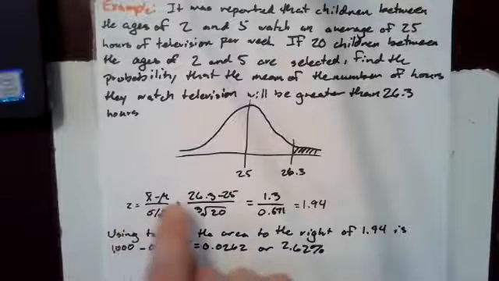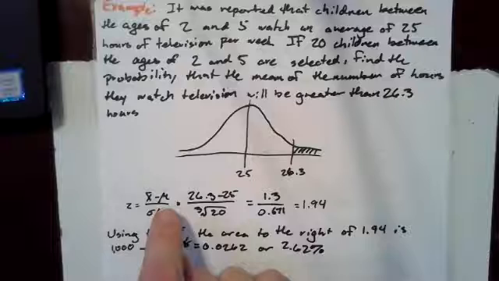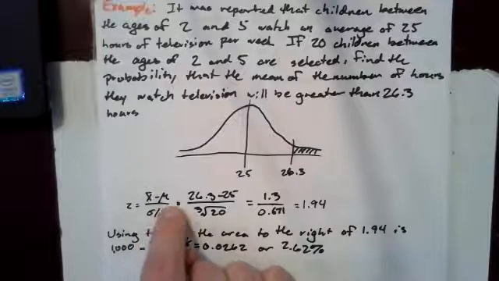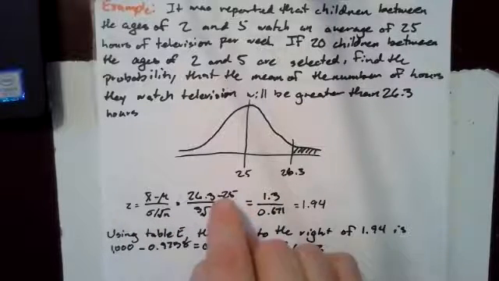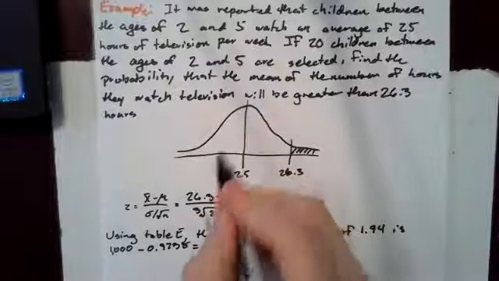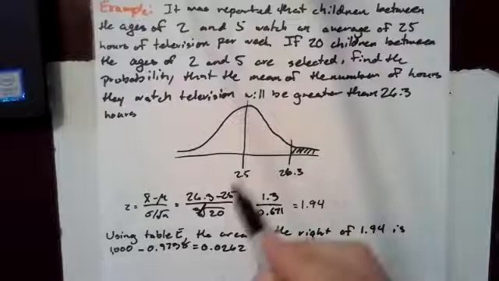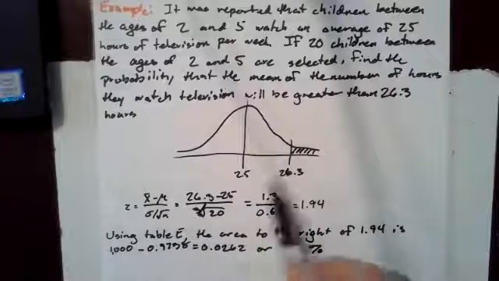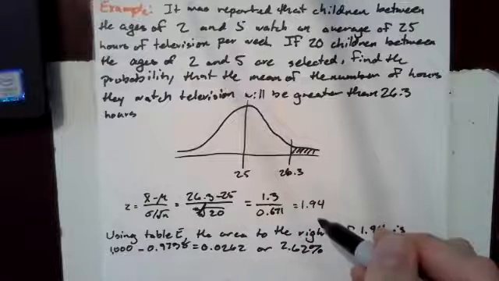We find the z-value, x bar minus mu over sigma divided by the square root of n. So here that is going to be 26.3 minus 25 over 3 divided by the square root of 20, which comes out to about 1.94.